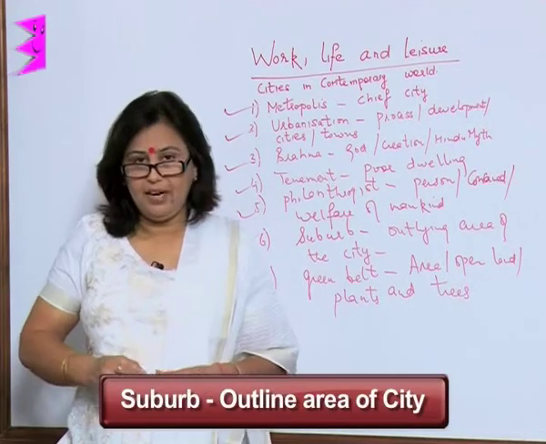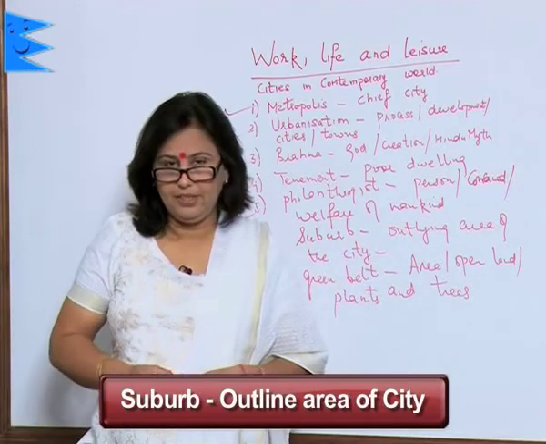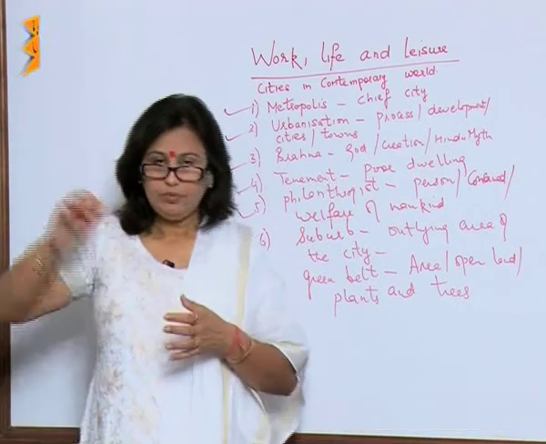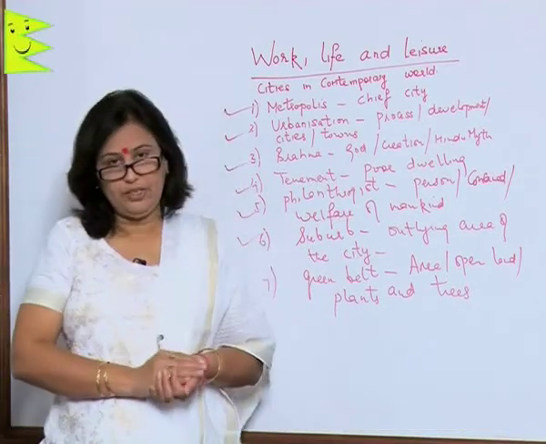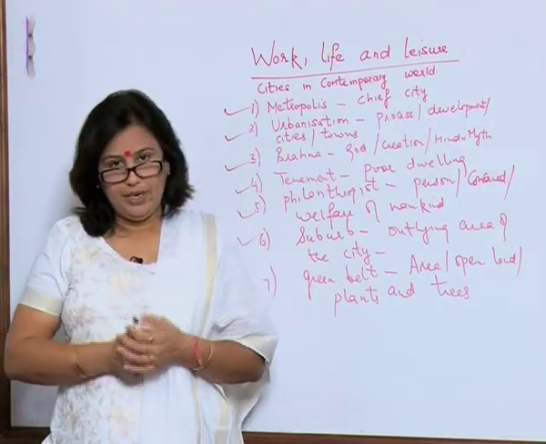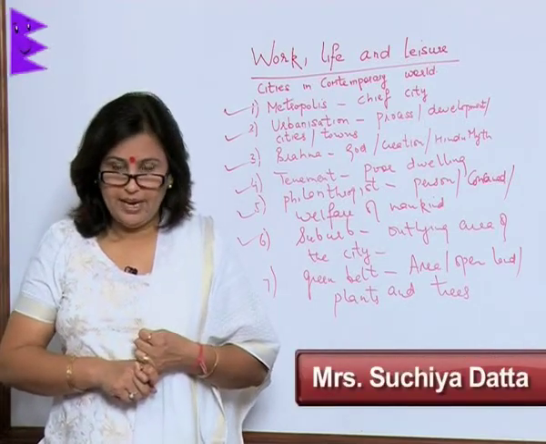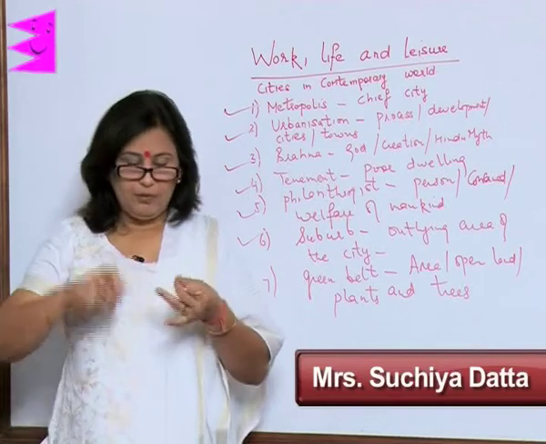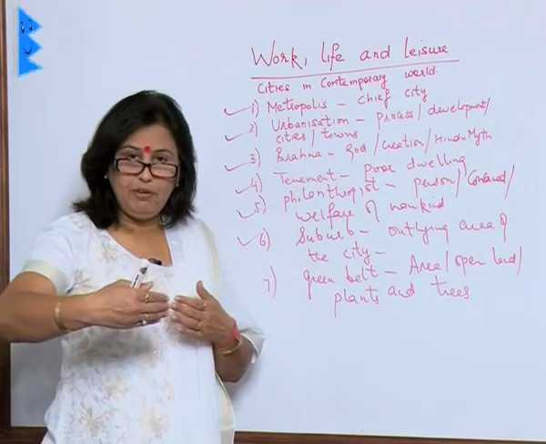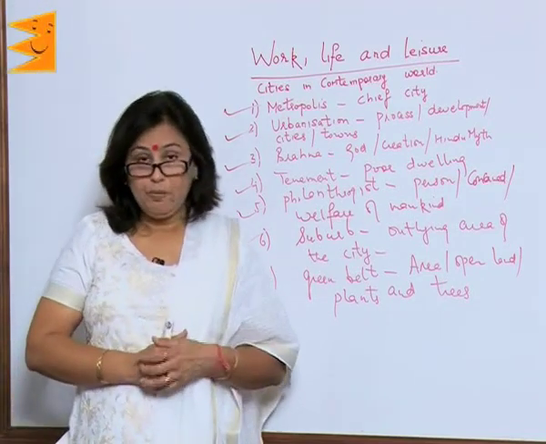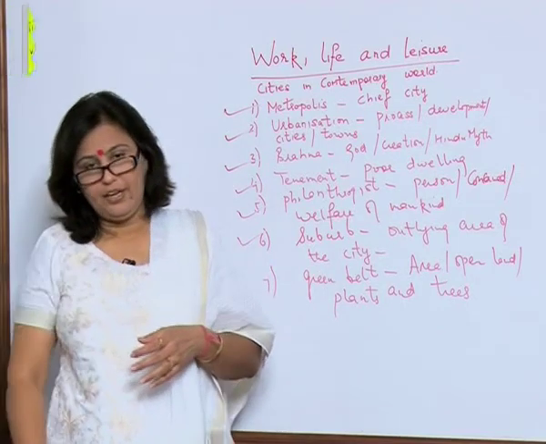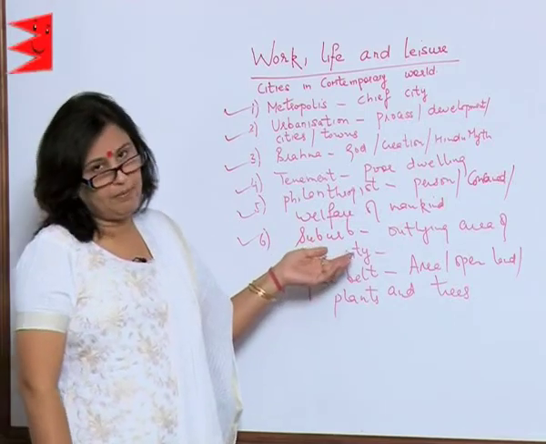Next is suburb. Suburb is in fact the outlying area of the city. Now, how did the suburbs develop? It so happened that when many people from the villages started moving towards cities, the cities became overcrowded. There was no place for the population to reside. Those who had come from outside, there was a problem of sanitation and other such problems. That means people had to move a little further away from the city to make another city for themselves, and this outlying area of the city is called a suburb.